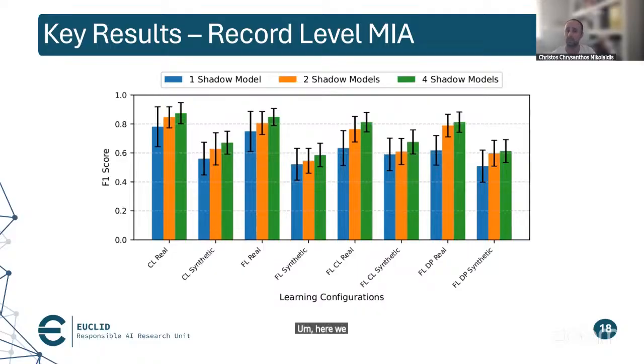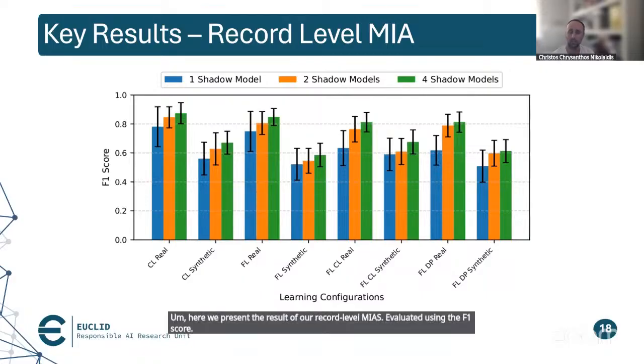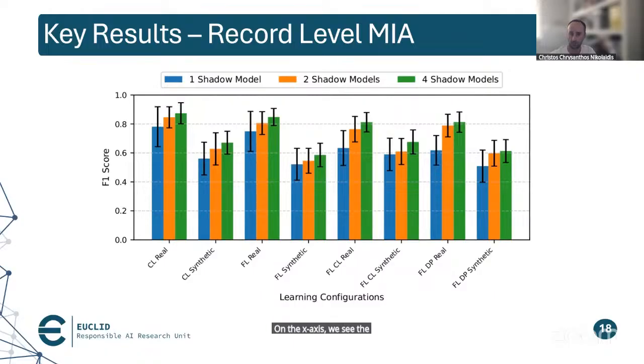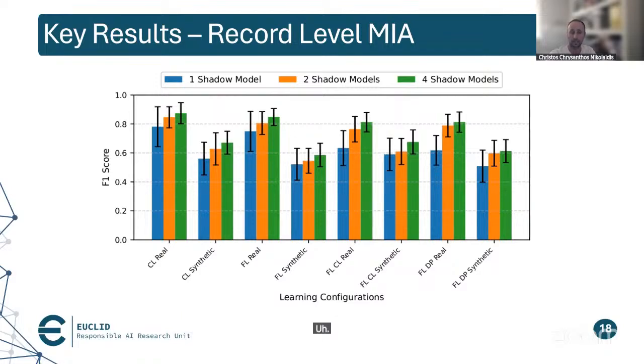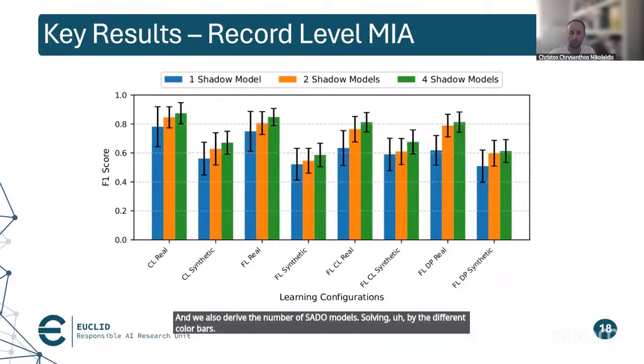Here we present the results of our record-level MIAs, evaluated using the F1 score. On the x-axis, we see the 8 training configurations. CL stands for centralized learning. FL refers to federated learning. FLCS is federated learning with client selection, and FLDP is federated learning with differential privacy. Each configuration was evaluated using either real or synthetic shadow data. And we also varied the number of shadow models, shown by the different color bars: 1, 2, or 4.